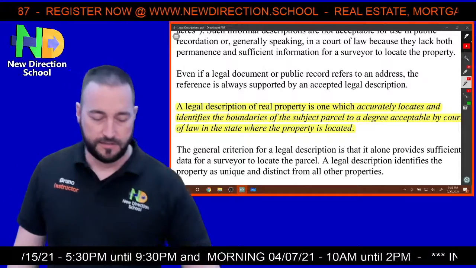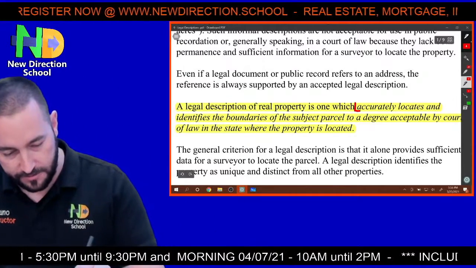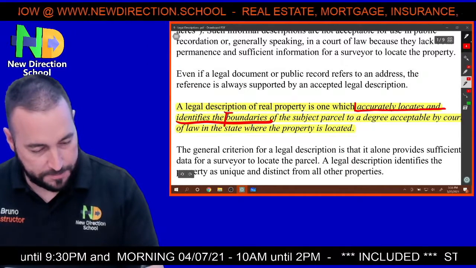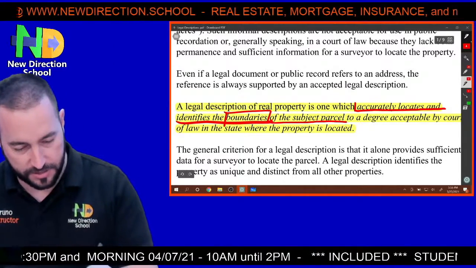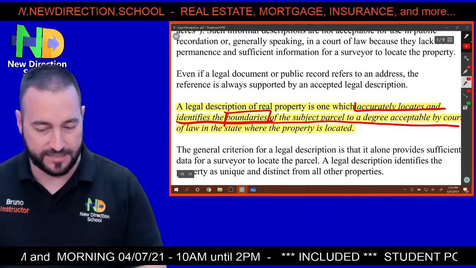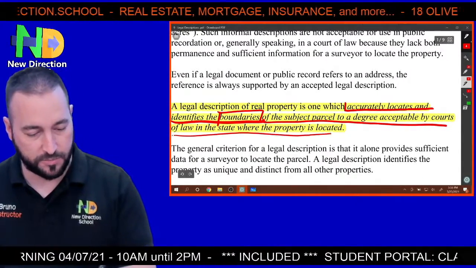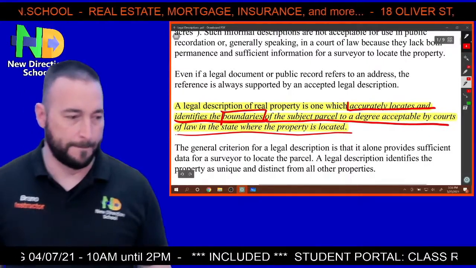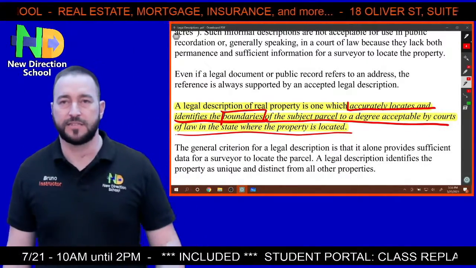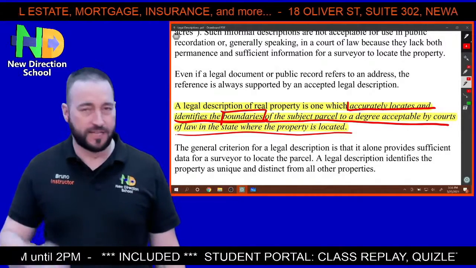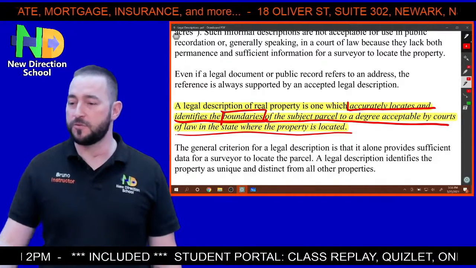Why? To accurately locate and identify the boundaries of the subject parcel to a degree acceptable by courts of law in the state where the property is located. This is the key. We want to have an actual description. This is yours, not theirs. They're the ones that need to move.